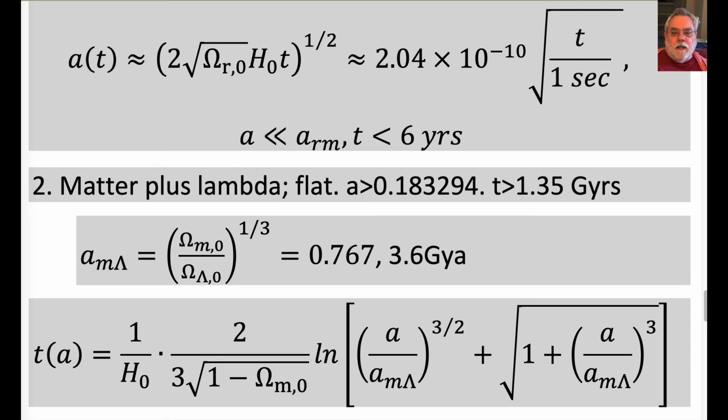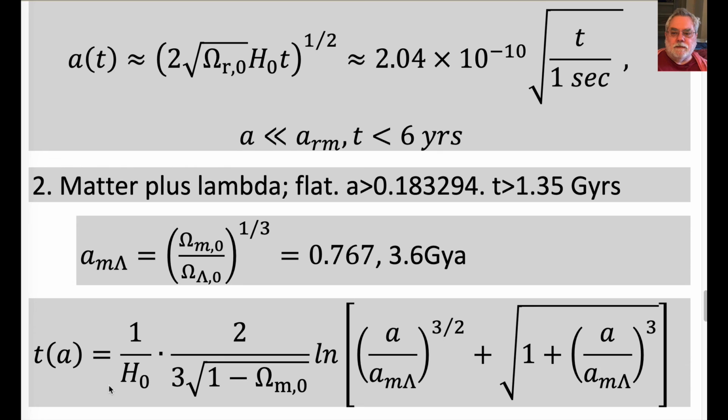The second important case is matter plus lambda, constant dark energy density, when radiation density is insignificant. So for time after 1.35 billion years. This gives the time since the Big Bang as a function of scale factor when radiation energy density is insignificant.